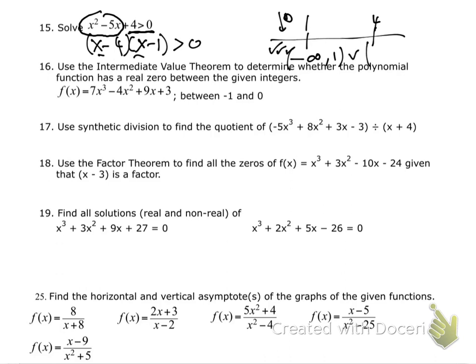Now, if you test over here, this area also works. Okay? So this is also going to work. 4 to infinity, that also works. Okay, but again, test all the areas. Okay, so let's look at anything else on here.